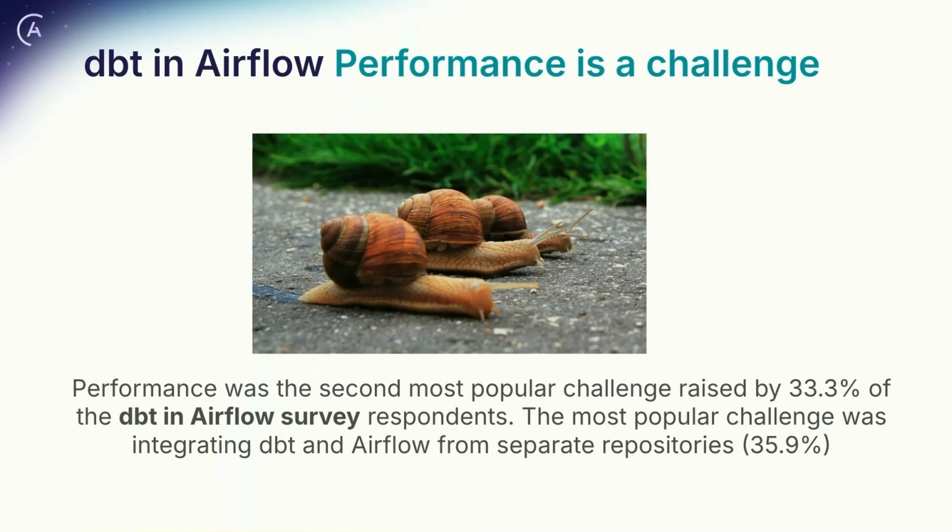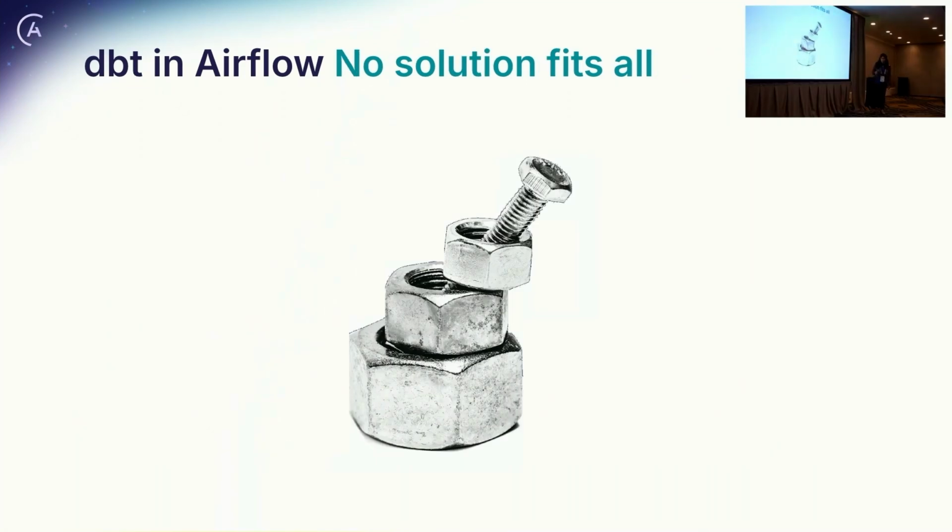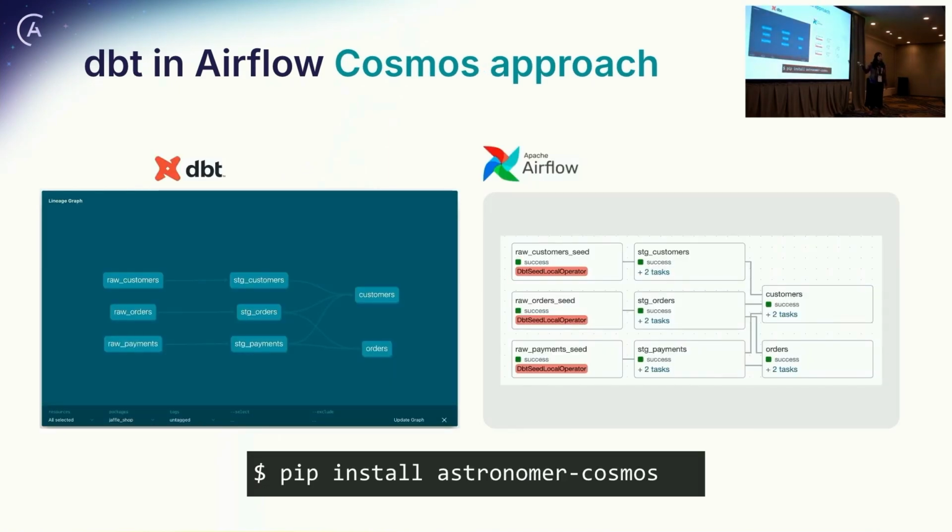And another interesting thing we found out with the results we got from the dbt and Airflow survey so far is that the second most popular challenge among the respondents, around 150 people replied so far, is performance. So many people face performance issues while trying to run dbt in Airflow. Just as an interesting thing, the most common challenge people face is dealing with dbt and Airflow projects living in different repos. So we do not believe there is a single solution that will solve all the problems in running dbt in Airflow, but we will be discussing what we've done in Cosmos.